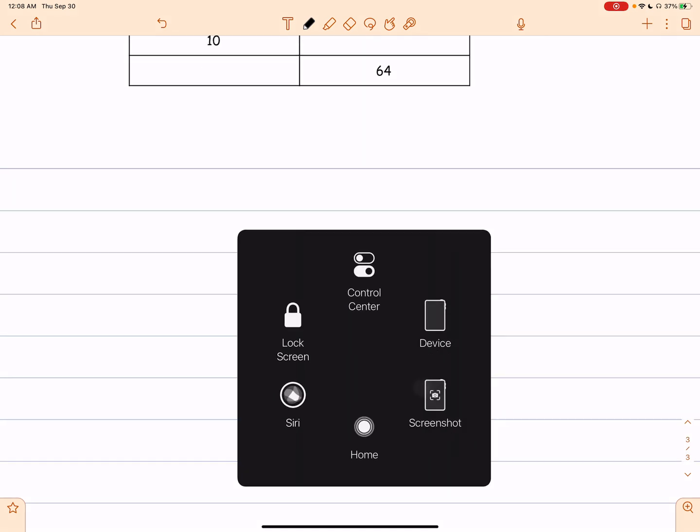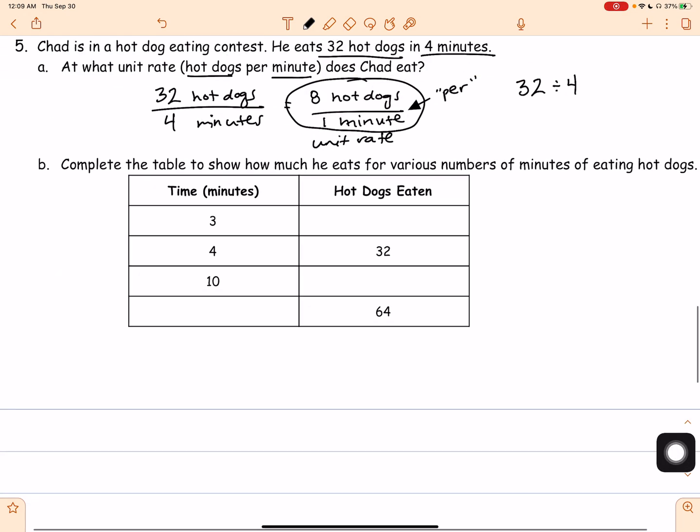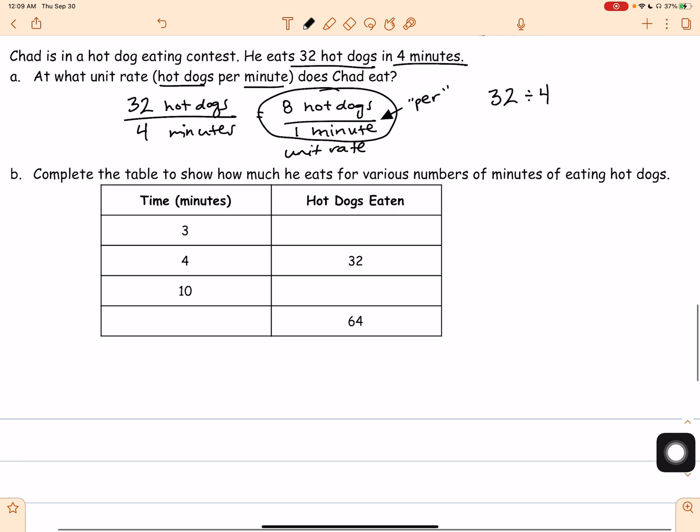So now it says complete the table. Sorry about that. Now it says complete the table to show how much he eats for various numbers of minutes of eating hot dogs. So if he's eating hot dogs for 3 minutes and he eats 8 hot dogs in 1 minute, you can either do 8 plus 8 plus 8, or that is the same thing as doing 3 times 8, right? 3 times 8 is 24. So he would eat 24 hot dogs.